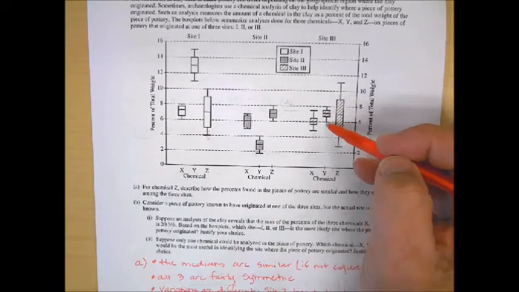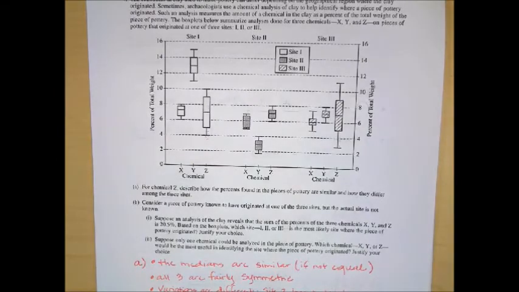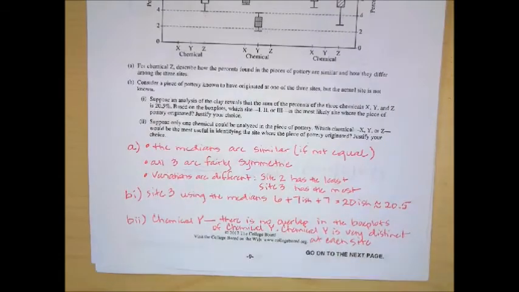And look where chemical Y is in site 3. There is no overlap in any of those 3 box plots. So it's very distinct. If we analyzed chemical Y, whatever result we get, we can be confident of what site it came from. Because there's no ambiguity, because there's no overlap. Chemical Y is very distinct at each site.